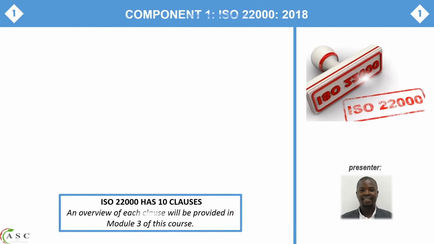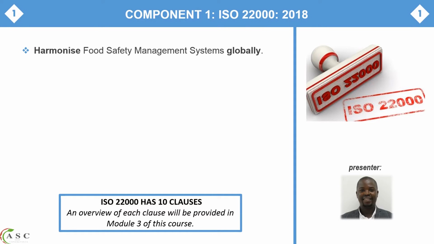In this topic, we will be discussing ISO 22000 2018. ISO 22000-2018 is a newly revised international food safety standard designed to harmonize on a global scale the requirements for food safety management systems for businesses within the food chain. The first edition of the ISO 22000 standard was in 2005, and it was previously known as ISO 22000-2005. It has been revised, and in 2018 the second edition was published, and it's known as ISO 22000-2018.